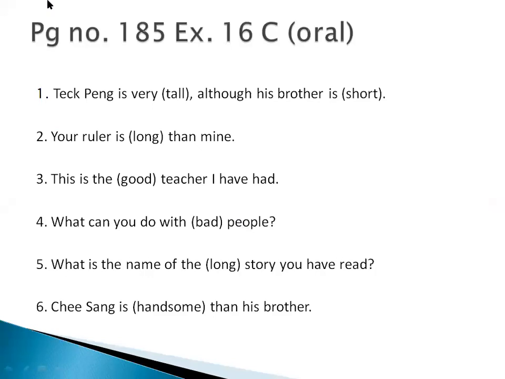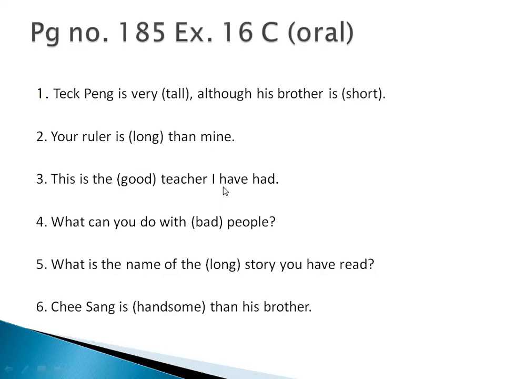Okay, Tech Pang is very tall. In this sentence, we are having a positive sentence. Tech Pang is very tall, so it will be the same. Although his brother is short. Now we are comparing two people over here. So what will be the sentence? Tech Pang is very tall, although his brother is shorter. Okay, your ruler is long than mine. Again, comparison: your ruler is longer than mine.